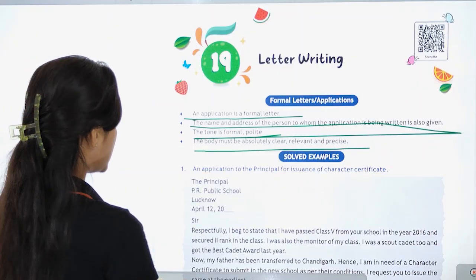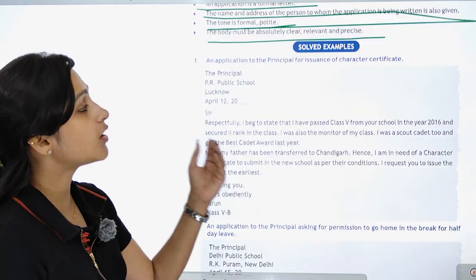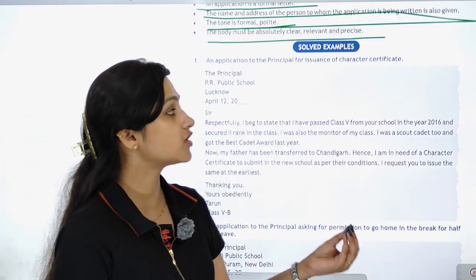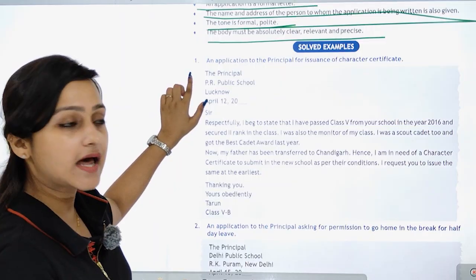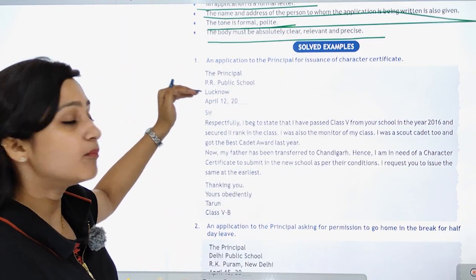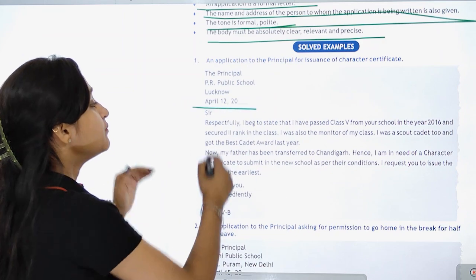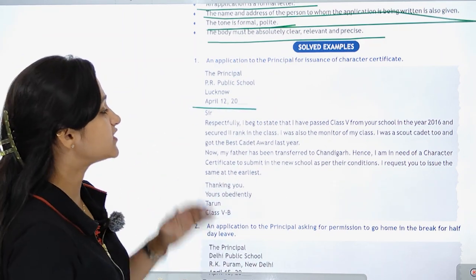Now solved examples of formal letter. An application to the principal for issuance of character certificate. कहाँ से लिखते हैं हम? लेफ्ट हैंड साइड से स्टार्ट करते हैं. Address of the addressee, the principal, PR Public School, Lucknow. Below that you have to write the date. Below that salutation, sir. उसके below just लिखना है respectfully.